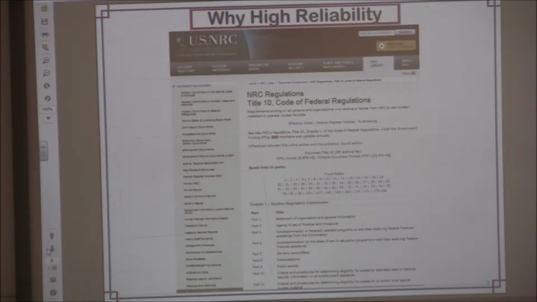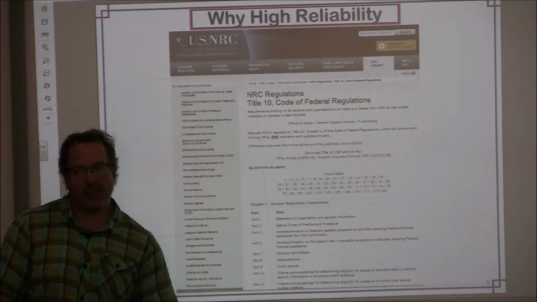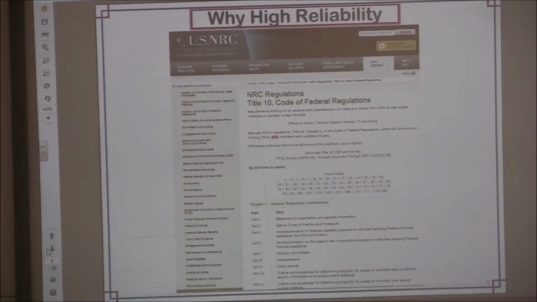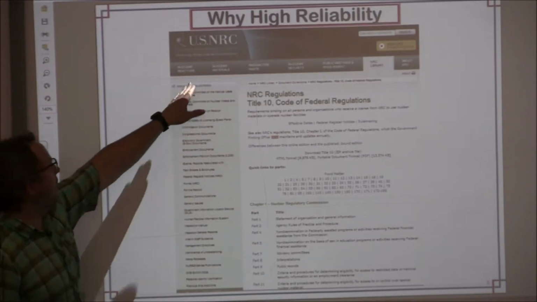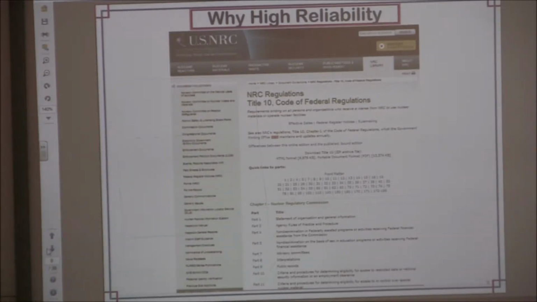So why is a nuclear power plant having a capacity factor pushing 90%? Well, you can take a look at 10 CFR, which is what applies to the nuclear industry. The US government has authorized the Nuclear Regulatory Commission, NRC, to allow licensees to operate their plants and to oversee their operation.